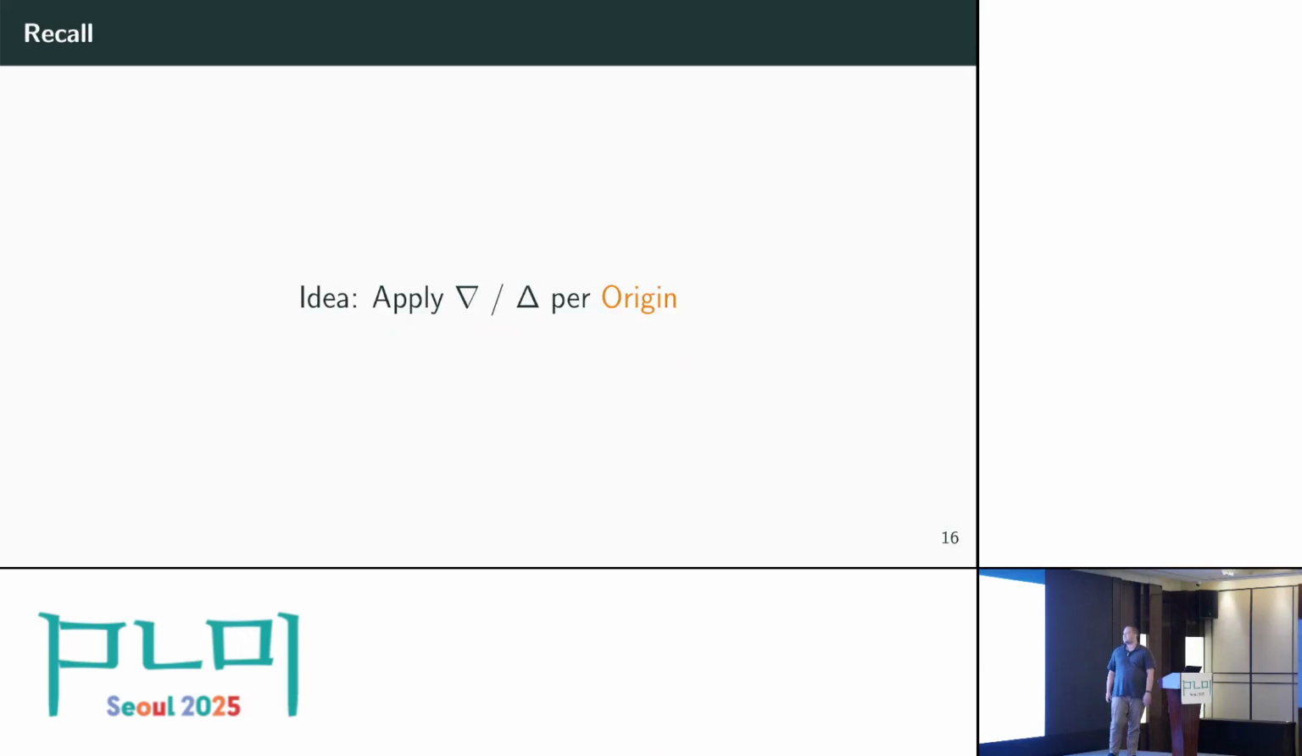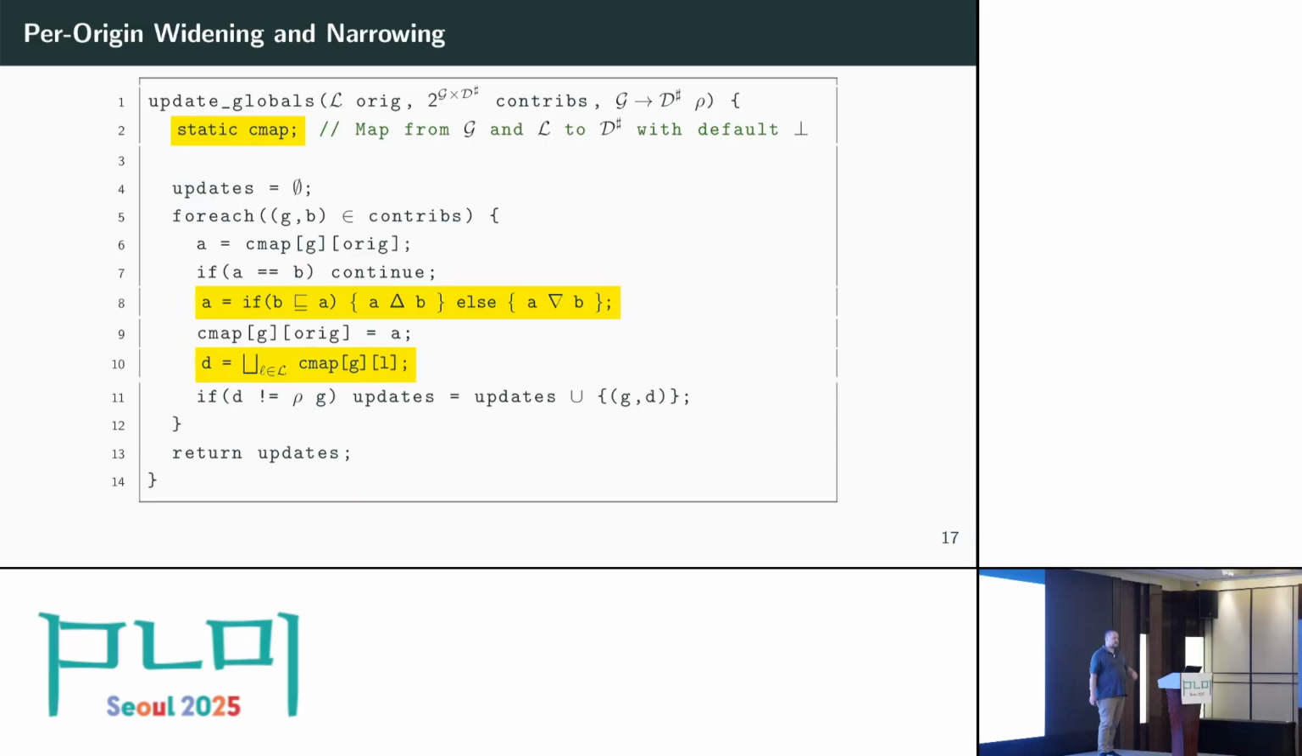Now recall that our idea at some point was to apply widening and narrowing per origin. So let's see how this could be written as an update rule. And here we have this map, C map, where we borrow the static semantics from C. And the idea is that this is some internal state of the update rule, but it persists through the calls of the update rule. And in this C map, we record the last contribution that we have seen.